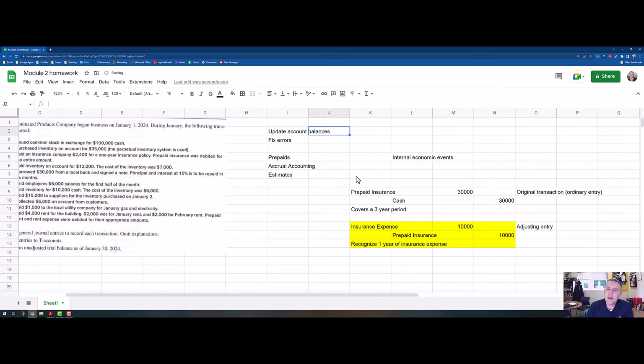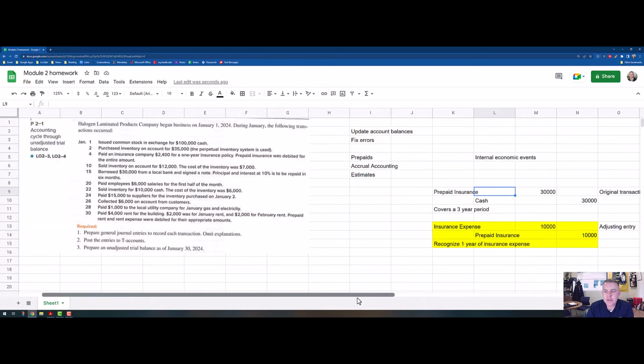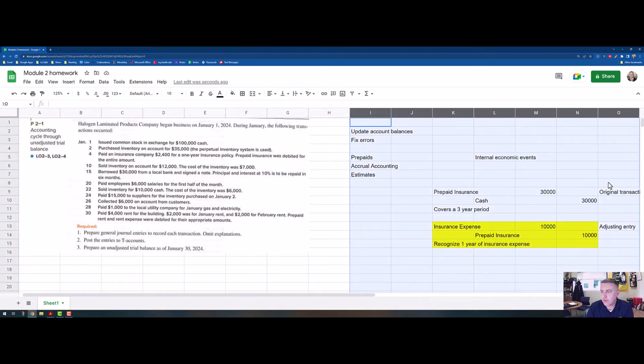And so the unadjusted trial balance would capture only this, and then the adjusted trial balance would include this second adjusting entry, right? So a long-winded explanation for what an adjusted versus an unadjusted trial balance is. All right, hopefully that was helpful.